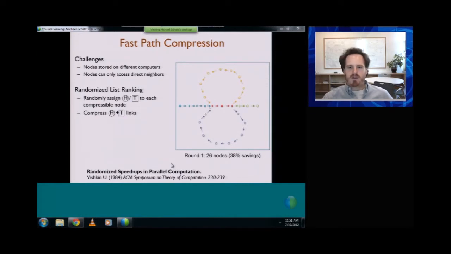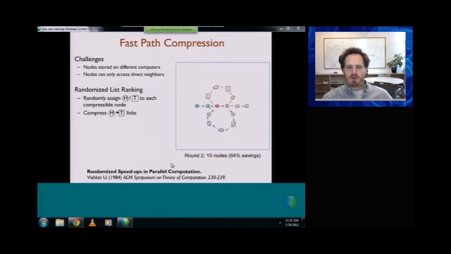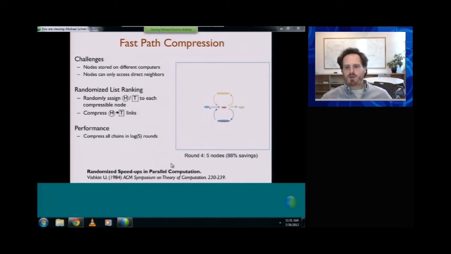We do this same sort of computation where we're going to identify nodes where it's heads followed by tails, and then we're just going to iteratively pair them up, merge them, compress them down. And then the good news is that in log of S, where S is the length of the longest chain, we're going to be able to maximally compress down this graph. So that's great because even if the longest chain is 1 billion nodes long, we're only going to need about 30 different rounds of parallel computation until the graph is then maximally compressed.